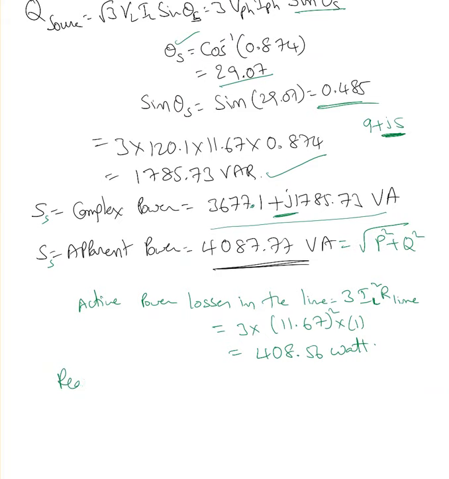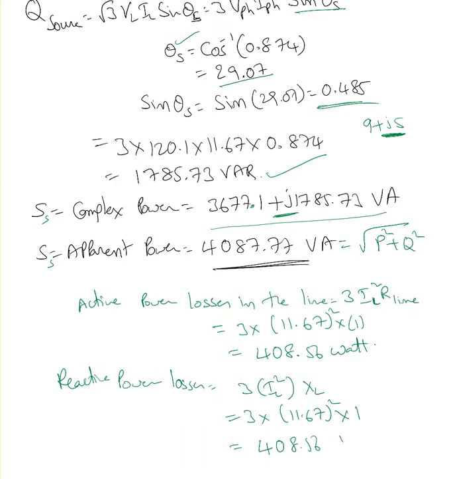Now the reactive power losses in the line, you can use the same formula. Instead of R line, we're going to use XL. Reactive power losses equal 3 times IL square times XL. So 3 times 11.67 whole square times 1. This value is also 408.56. This is var, volt ampere reactive.